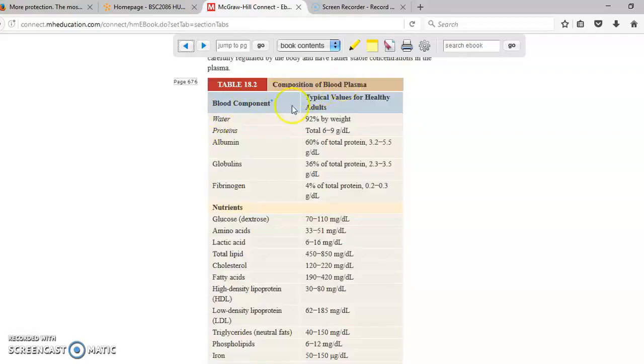As we said, plasma is mainly water. You can see here 92%, and proteins is approximately 6 to 9%. So if you really think about it, this is approximately 100% just with water and proteins. However, remember, you also have other components such as nutrients, glucose, lactic acid, cholesterol, etc. And within proteins, as you can see here, the most important one is going to be albumin because it represents 60% of the proteins that you have in your blood.